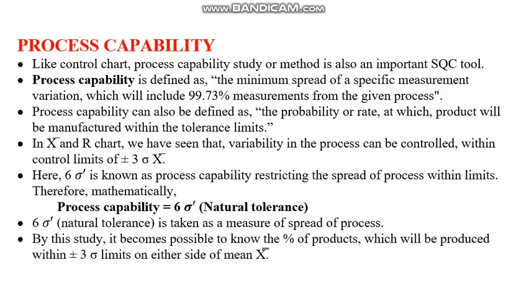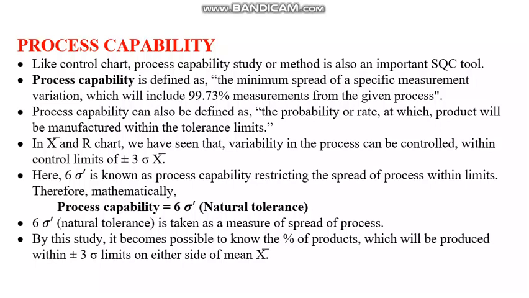Now in the Xbar chart and R chart, we have seen that the variability in the process can be controlled within the control limits of plus or minus 3 sigma Xbar.